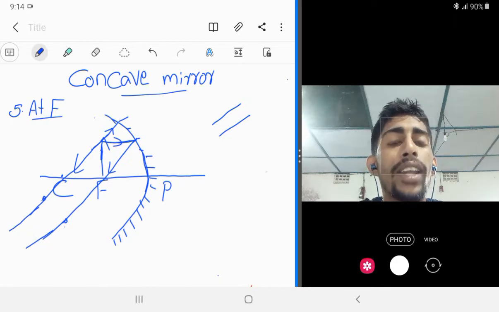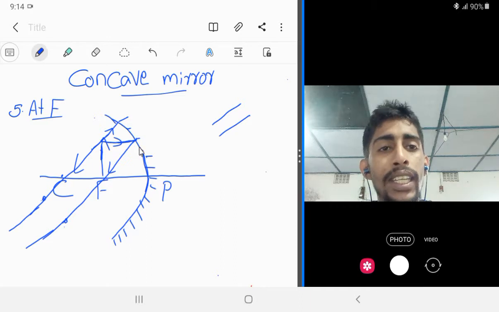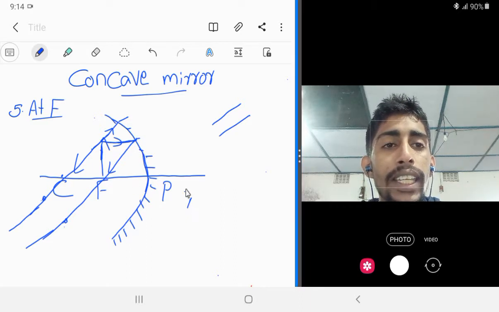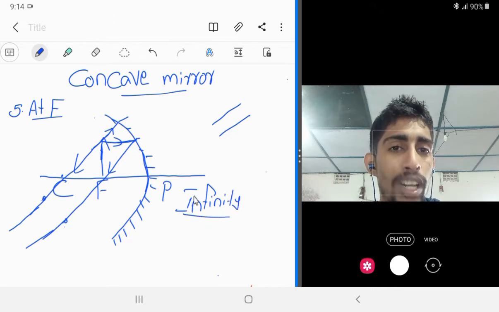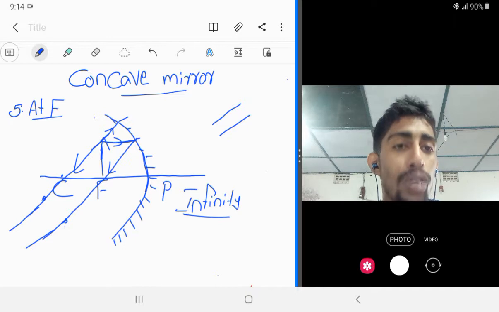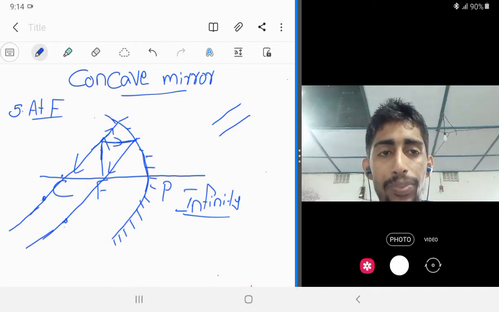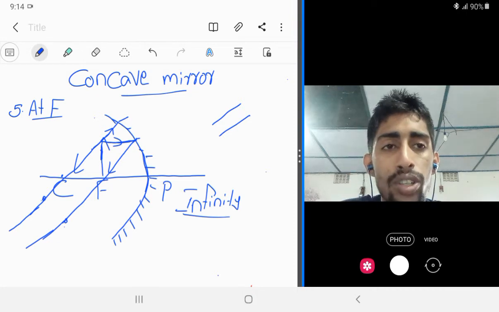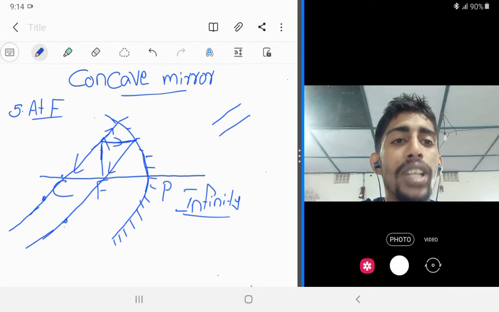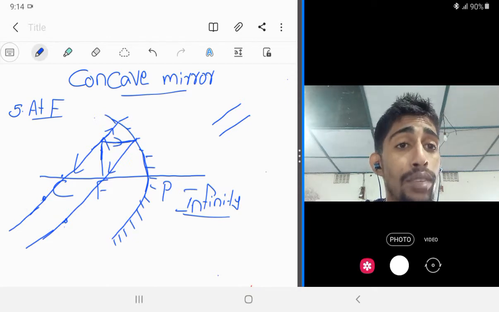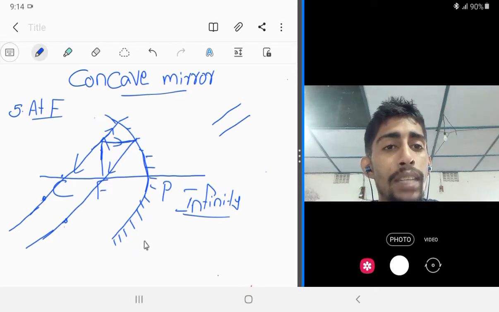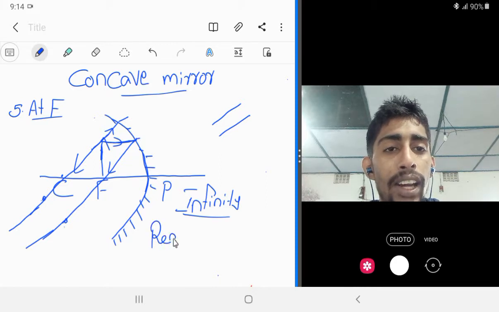So we are saying that we will get the image at infinity. We will get the image at the point infinity. We will not get it beyond C or anything. Then is it a real or virtual image? Yeah, obviously it is real, because the light rays will converge at infinity. So the image is real.